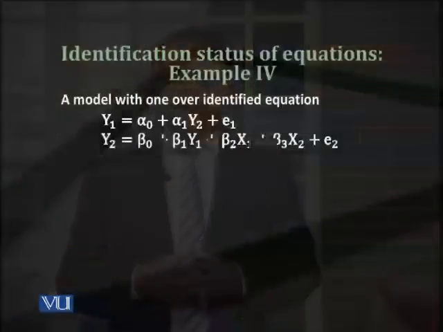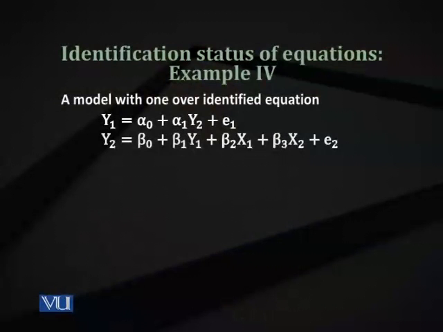And we cannot use OLS or ILS, the indirect least squares. We need to use maybe 2SLS or some other technique. So to clarify how we can express the structural parameters in more than one way, let's take an example with an over-identified equation.